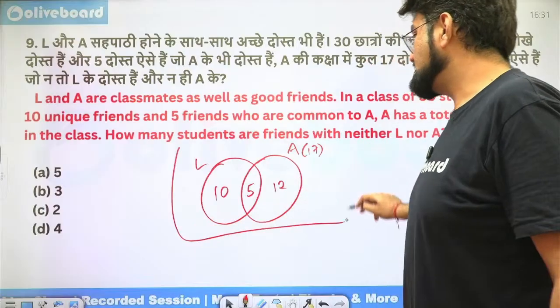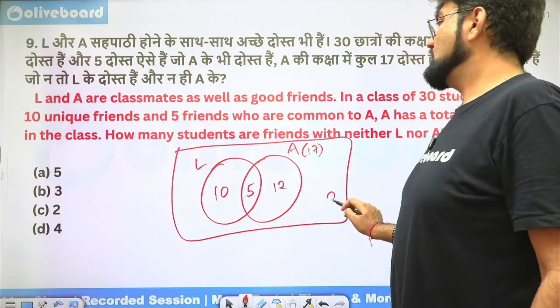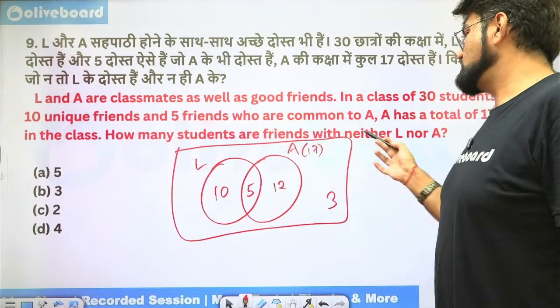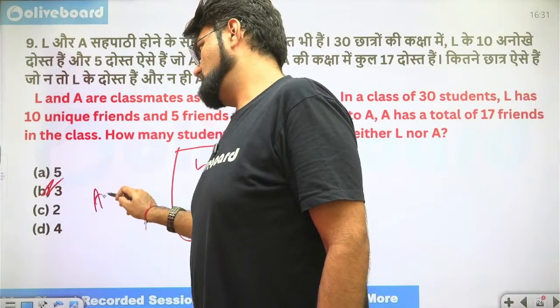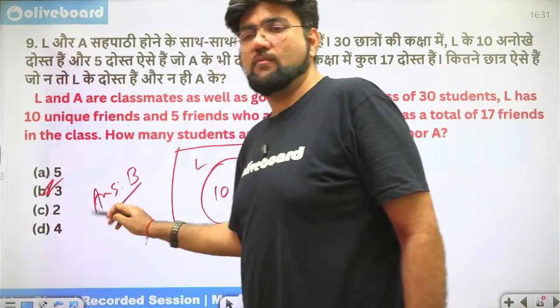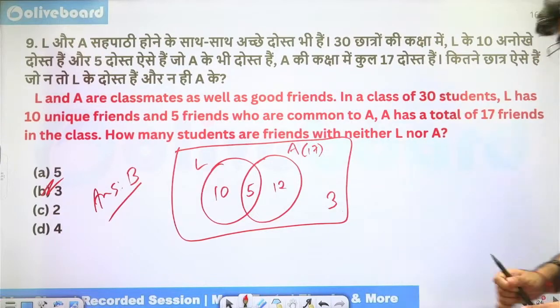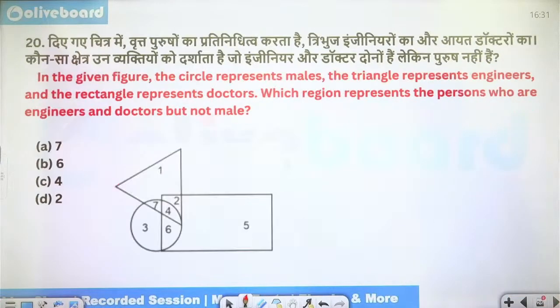That means there are 3 students in the universal set. The question is asking me how many students are friends with neither L nor A. How many? Answer is 3. Option B. So it's not necessary to solve it with the formula every time. You can use the figure most probably, but sometimes formula also helps.